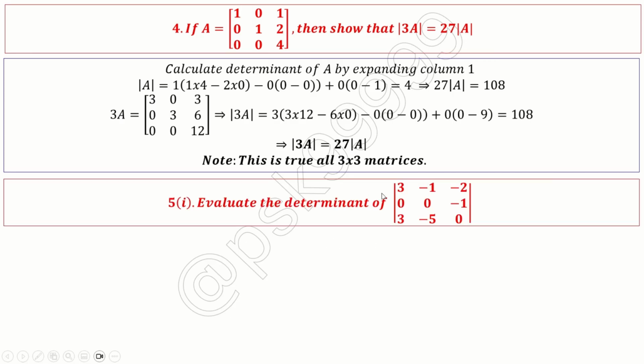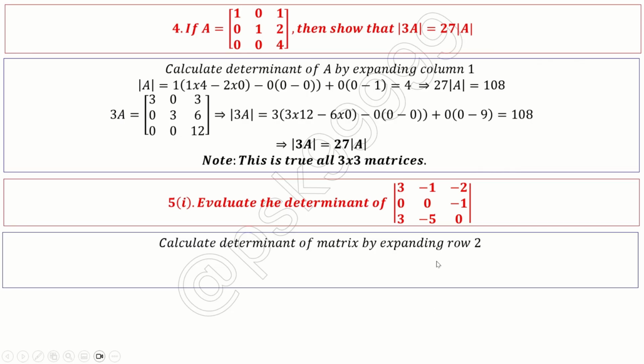Evaluate the determinant, this is simple. I will definitely choose this column 1, or row 2. Row 2 has more zeros, so if I expand by row 2, this is minus 1 into, and this is the sixth position, right? Sixth means it will be positive, so no problem.